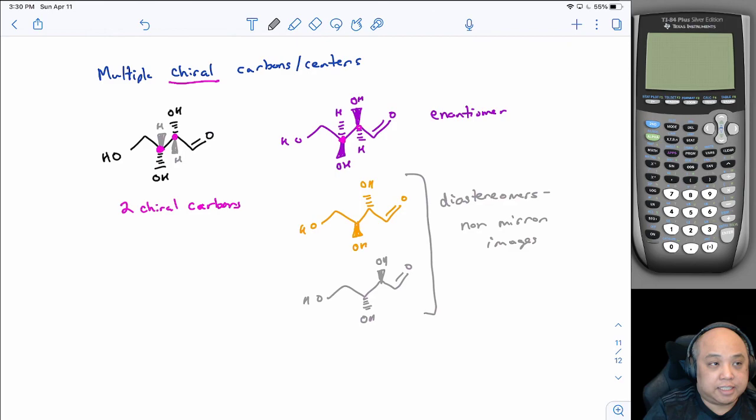Let me make sure I say this right. You will have more and more diastereomers the more chiral carbons you have. So non-mirror images of a chiral molecule that has more than one chiral carbon is known as a diastereomer. Questions about that?